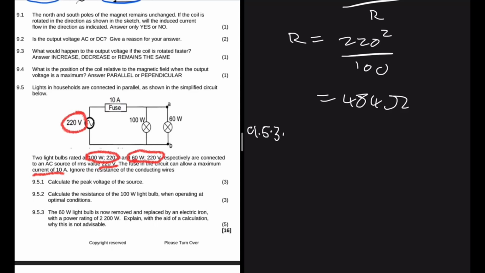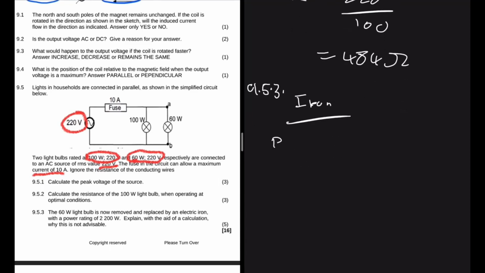Yeah, so now what I'm thinking is this iron has a power rating of 2200. So for the iron, let's just jot down some information. For the iron, we have a power of 2200 watts, right? And then the iron will experience a voltage of 220 volts, right?